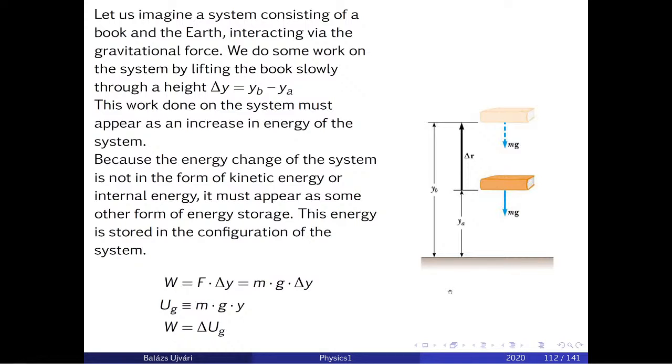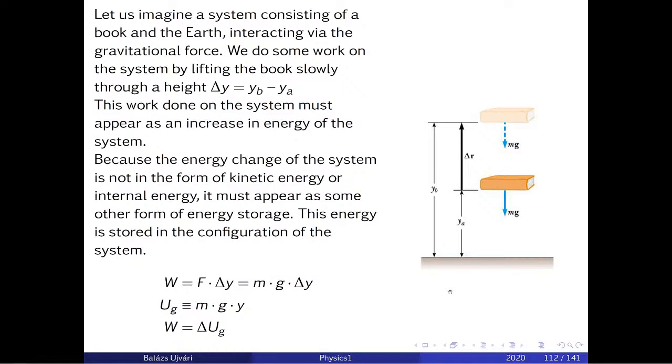All right, let's do this by formulas. If you lift a book from one position to the other, the work done by you on the book is the force times the difference of the two levels, y_B and y_A. If this is delta y, and since we do not accelerate the body, our force is m times g, the work done by me on the book is mg delta y.